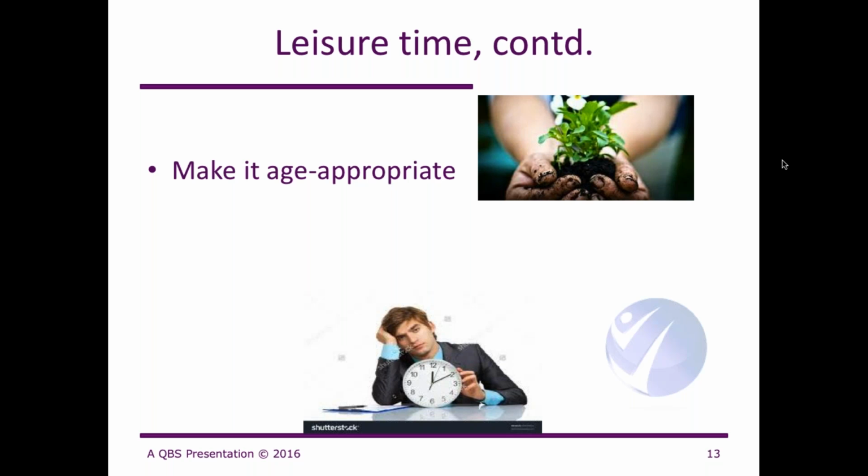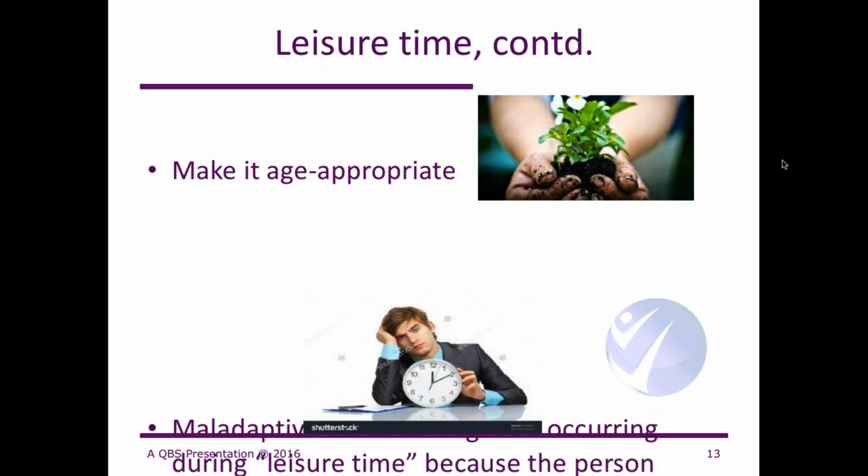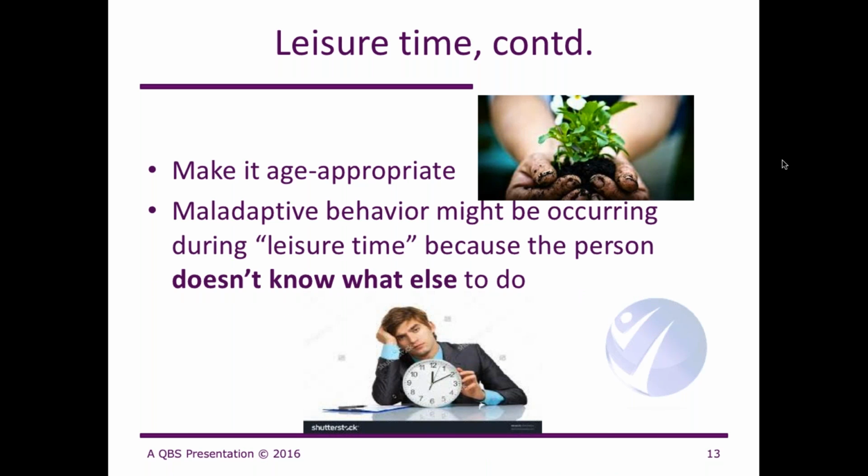Make sure that skills we are teaching are age appropriate. If we're teaching skills that peers are doing, we offer more opportunities for social interaction. Maladaptive behavior might be occurring during leisure time because the person doesn't have enough skills or activities to engage in during leisure time. Boredom may be the antecedent to challenging behavior. By teaching appropriate leisure skills and providing access to meaningful choice of activity, we may actually reduce challenging behavior.